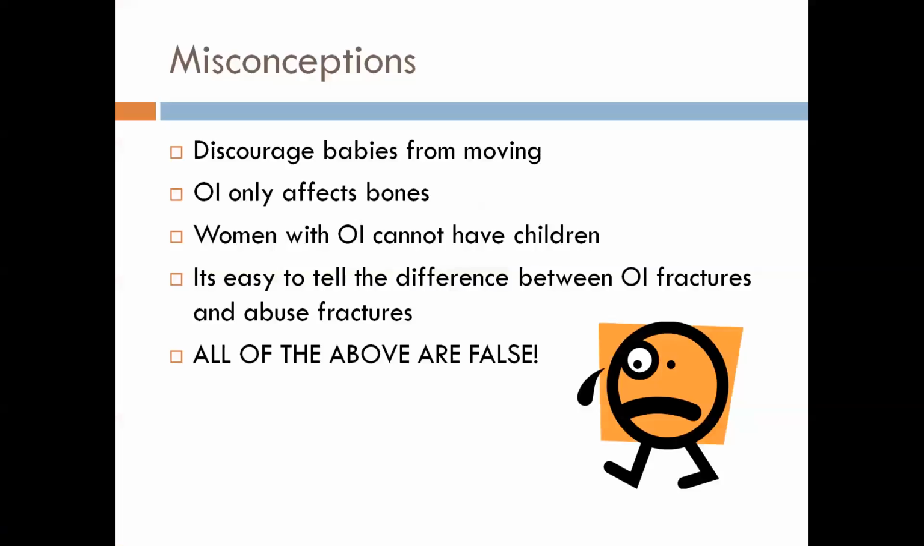Thankfully, though, after taking patient and family histories, completing physical examinations, and completing imaging, it is easier to determine whether the case at hand is one of OI or one of child abuse. Still not easy, but after getting all that information, they can better tell. Anyways, all those misconceptions above are false.